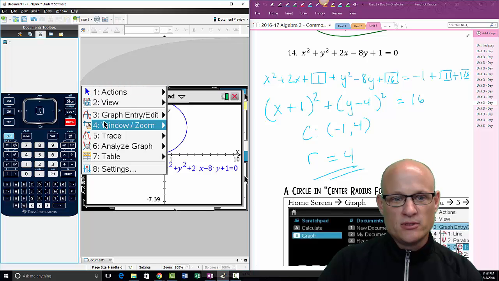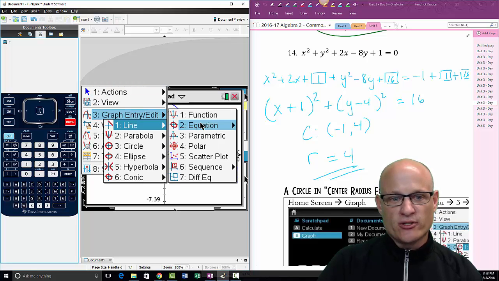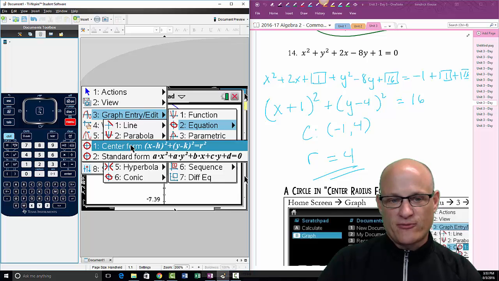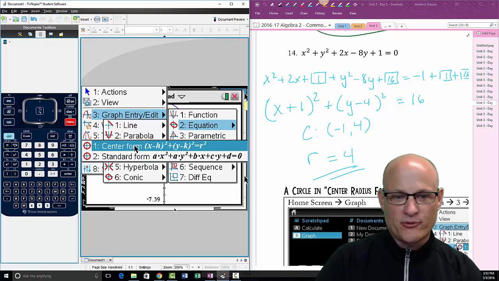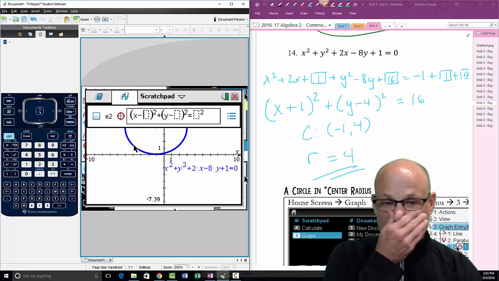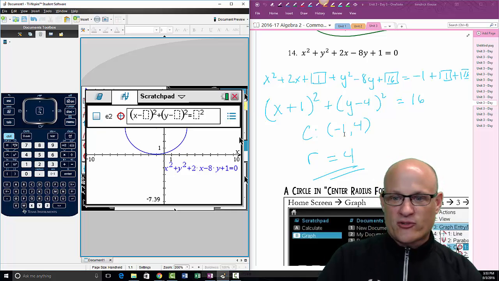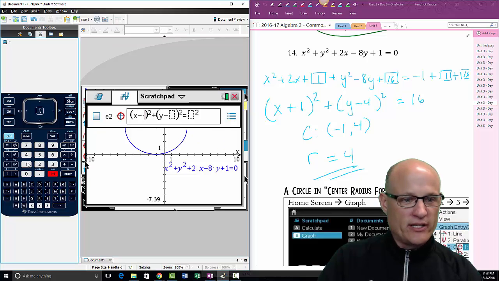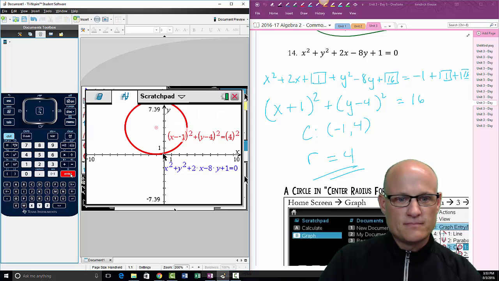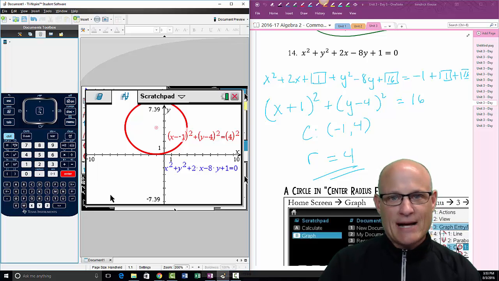But I can also graph the circle in center radius form. So I'm going to go into menu, graph entry, equation, circle, and my two options are center radius form or standard form. Now we're going to do center radius form. So my center was negative 1. You've got to be careful. Notice our x value is negative 1, so I've got to put in negative 1 here. And my y value was plus 4. And my radius is 4. And you see how it's just right on top of it? Right on top of it. So I know that I got it right.